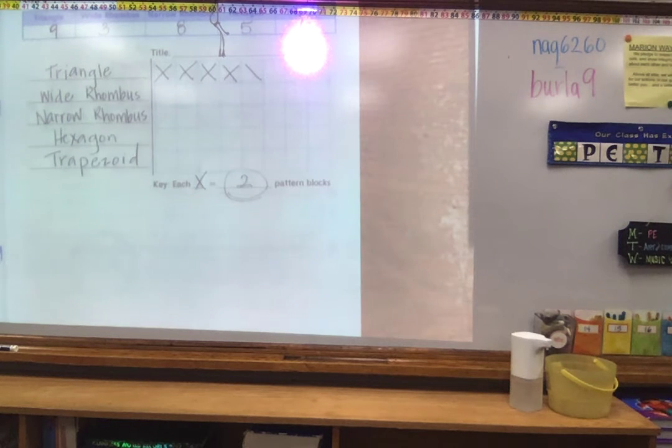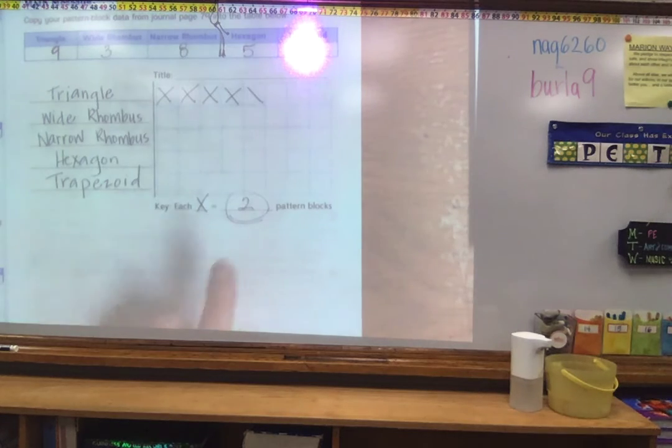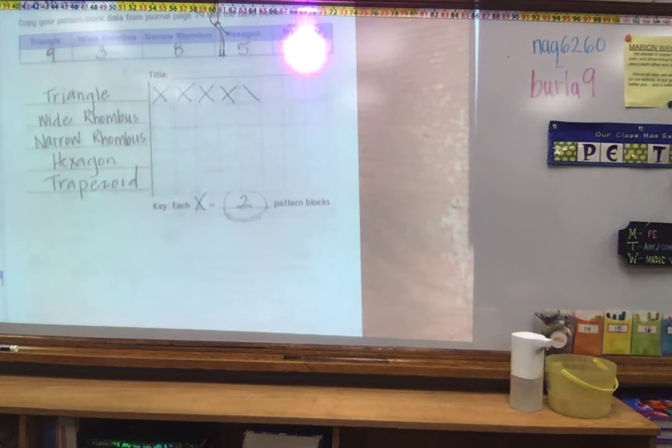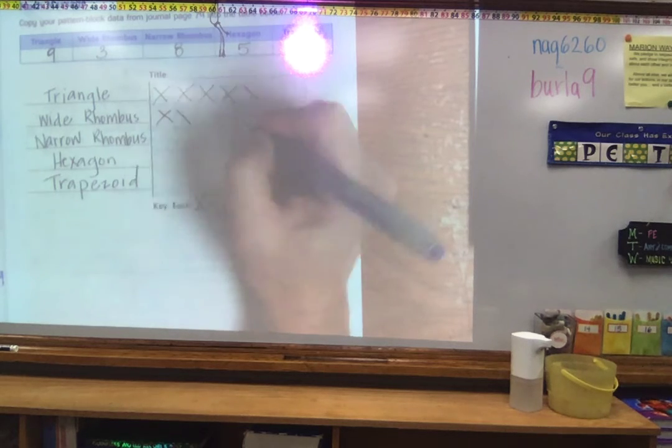Okay, so let's open this up. Let's make sure that we all have the same thing. How many do I need to draw for a wide rhombus? Your math book still needs to be open. Max: 4 X's and 1 half. We have 3 wide rhombuses, and each one stands for 2. So we would draw 1 1.5.